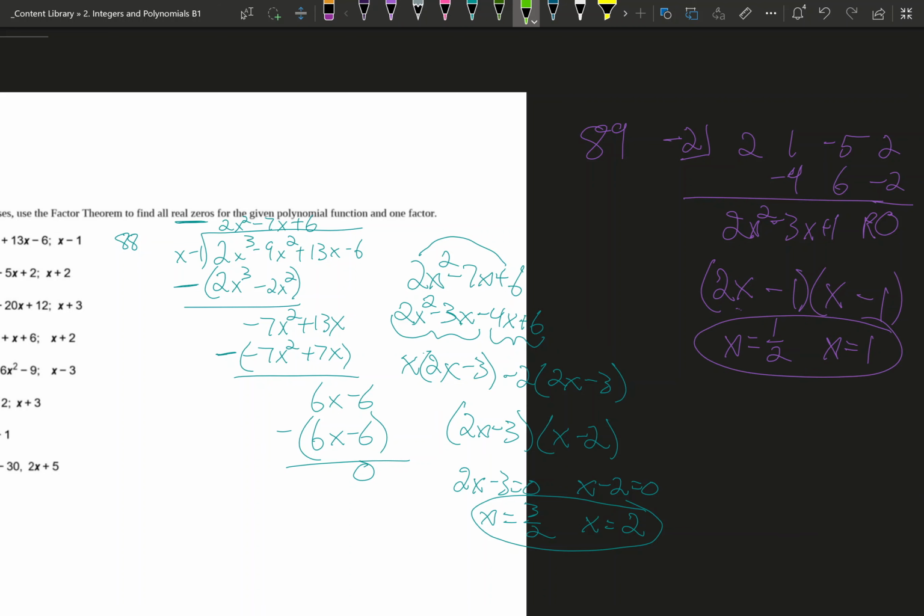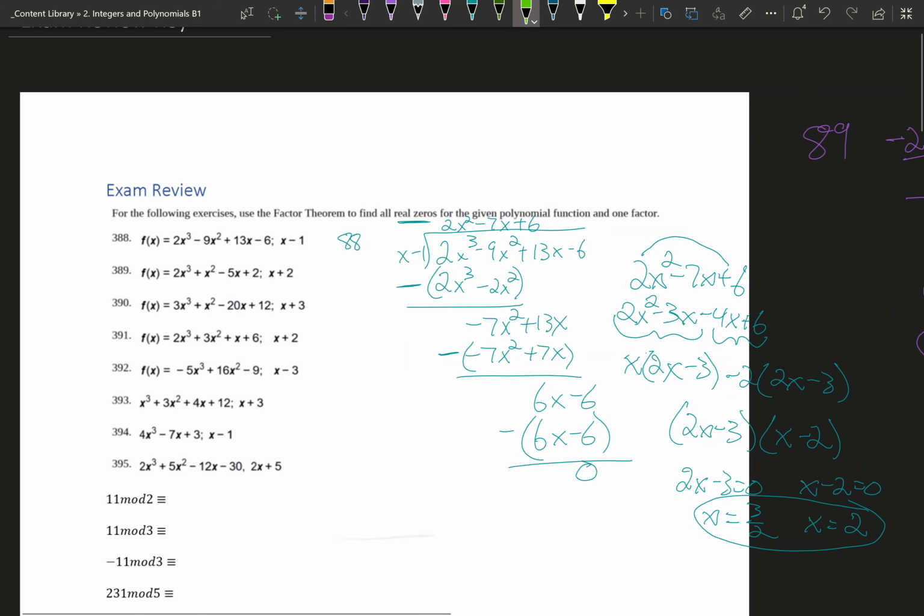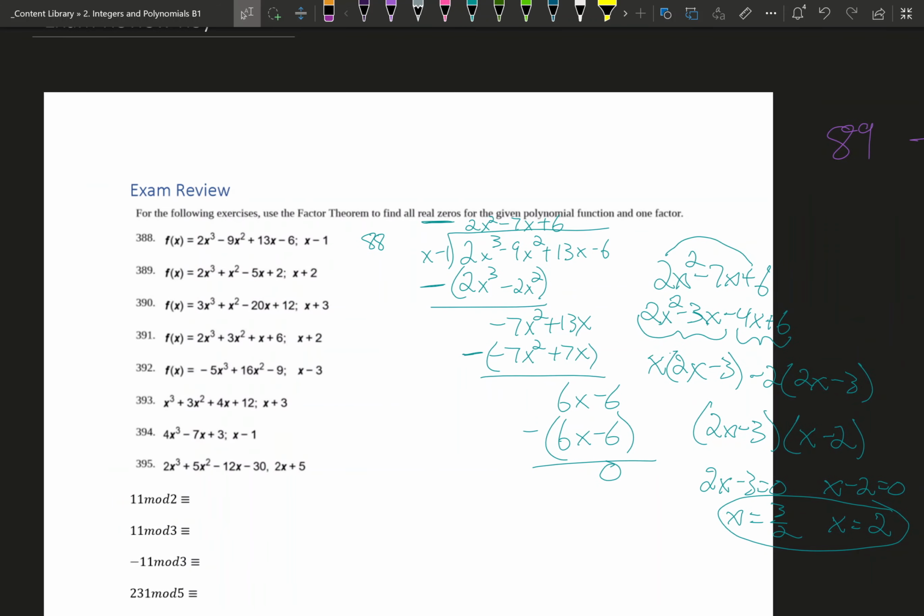So for the next few, I'm going to go through with synthetic division. If you like doing long division, I am not going to stop you. That is your preference. There are some of the long division problems where you will have to use long division, like if our divisor is a second degree or greater term. Let's do some of these over here.